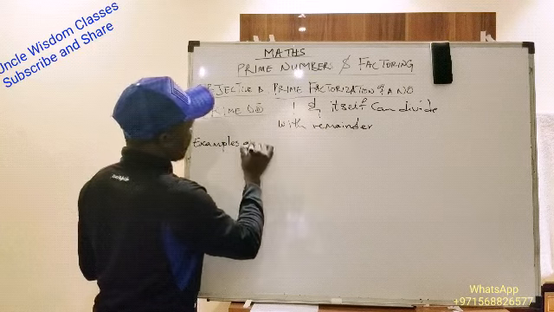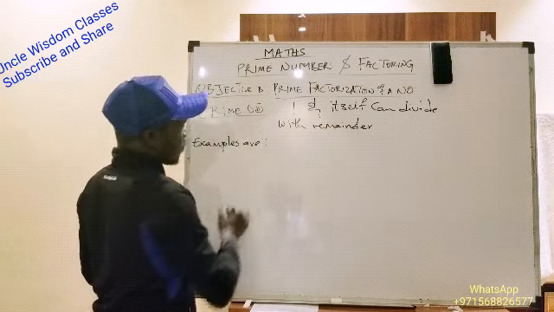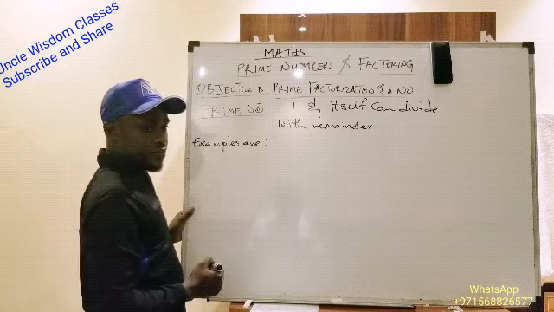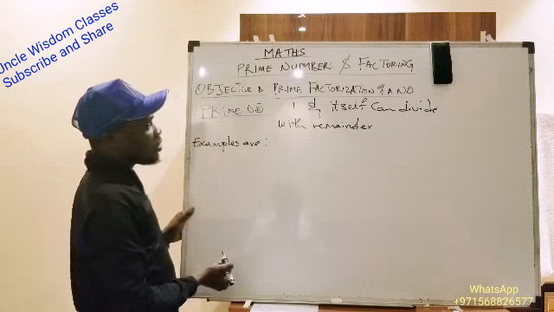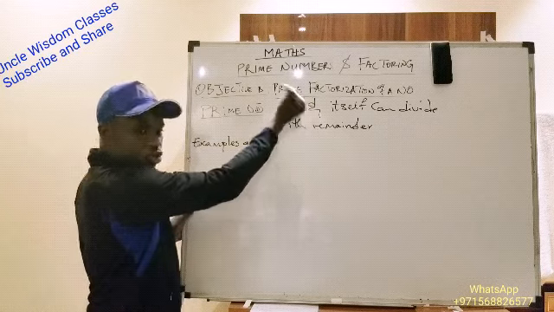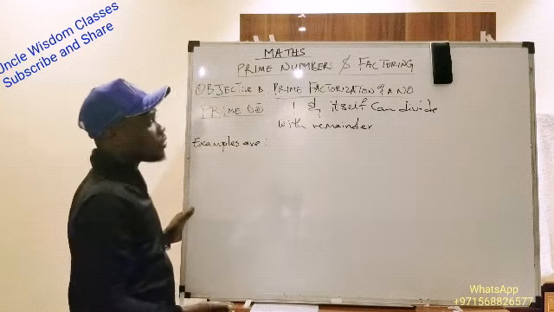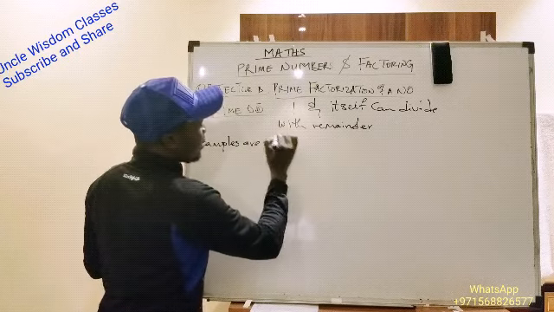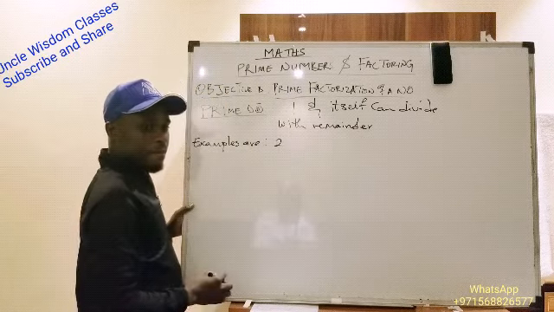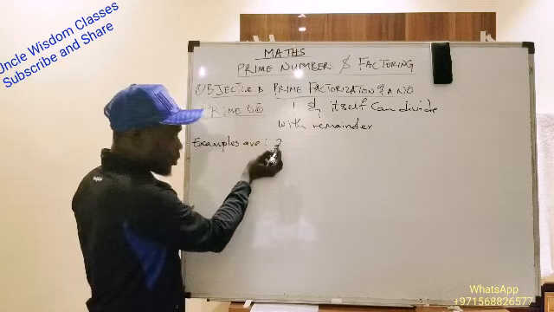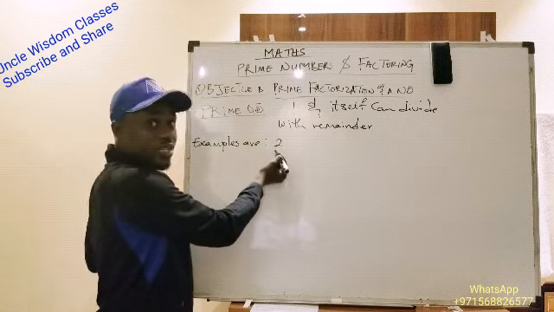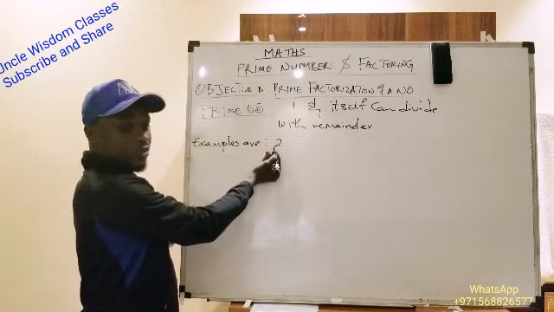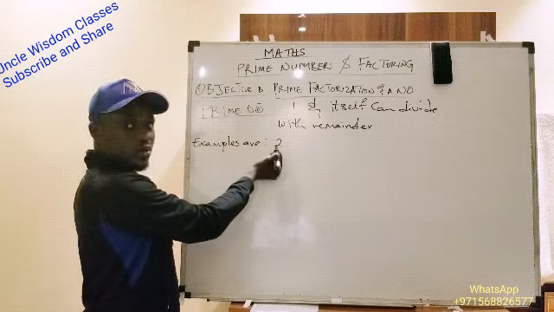Examples are: 1 is not a prime number. The reason is because 1 can divide 1, but there's no other number that can divide without remainder. So 2 is a prime number because 1 can divide 2, and at the same time 2 can divide 2 without remainder. There is no other number on earth that can divide this without 1 and itself without remainder.